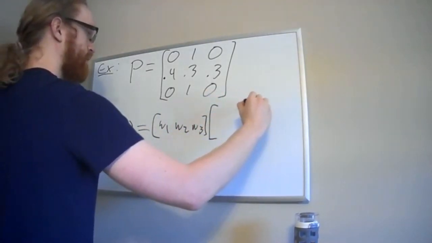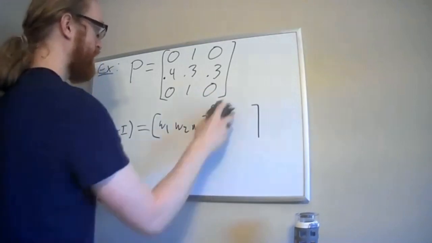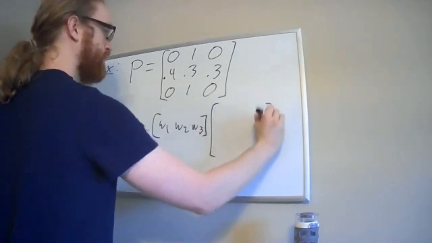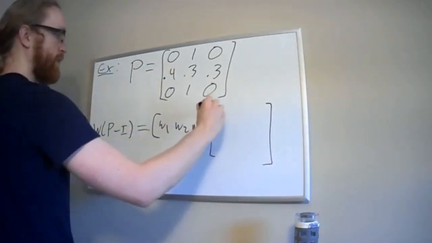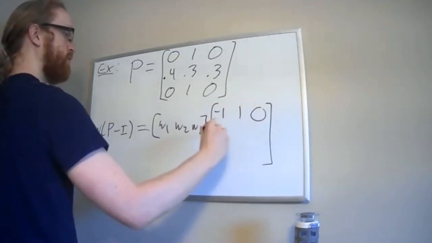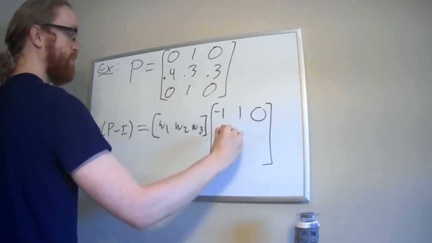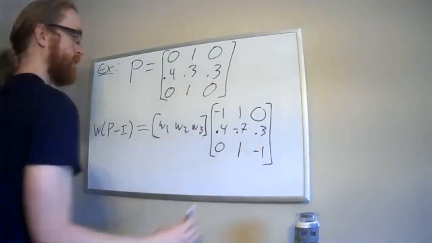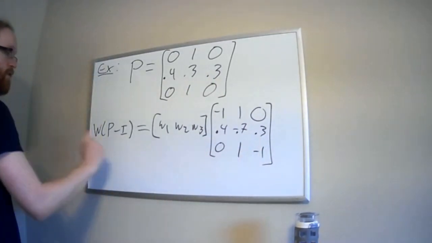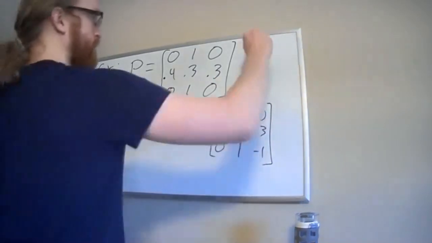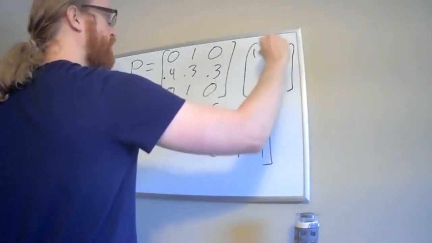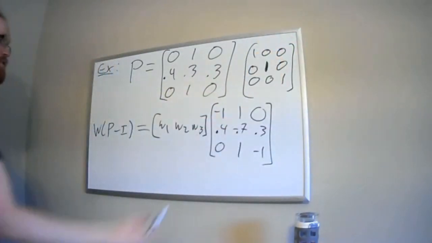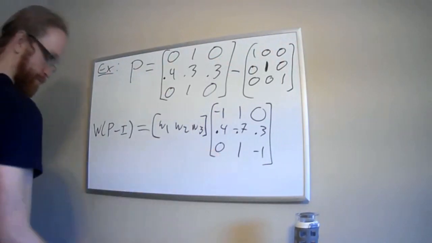And P minus I, make that a little bigger, P minus I is P minus the 3 by 3 identity matrix. And so I'm going to take 0 minus 1 to get minus 1. 1 minus 0 is 1. I'll get 0, 0.4, 0.3 minus 1 is minus 0.7, 0.3, 0, 1, and then negative 1 again. So to get this, I'm just subtracting the 3 by 3 identity matrix from P. So we might just recall, again, the 3 by 3 identity looks like this, 1's on the diagonal. So I subtract these two to get this.